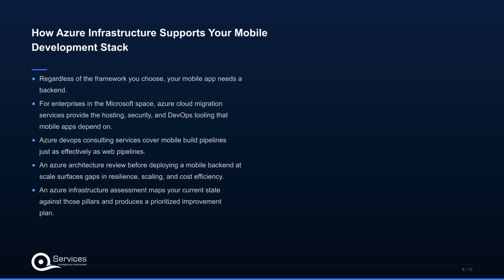Running Azure security assessment checks as part of the mobile build pipeline, scanning for hard-coded credentials or insecure API endpoint patterns, is straightforward when the pipeline already lives in Azure DevOps. For teams already using Azure DevOps consulting services for web products, extending those pipelines to mobile reduces tooling sprawl and maintains a single audit trail across all deployments.